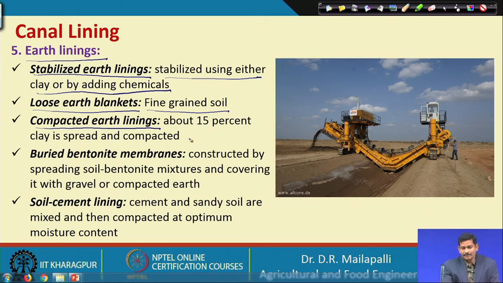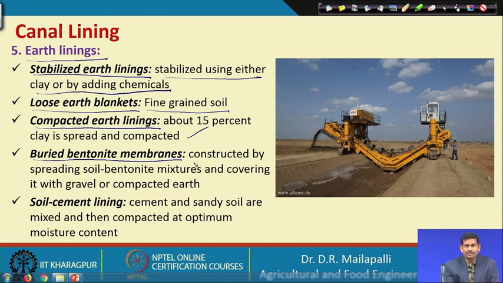In compacted earth linings, about 15% clay is spread and compacted. For example, here in this picture, they are not using any lining material, but this compaction is being used for making the lining. And buried bentonite membranes. Bentonite is a clay which seals the pores, and it also holds the soil particles.